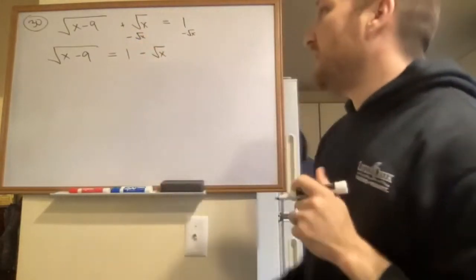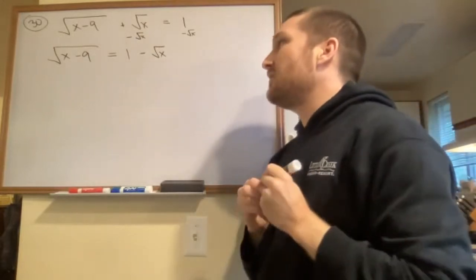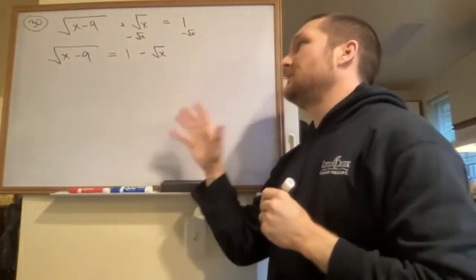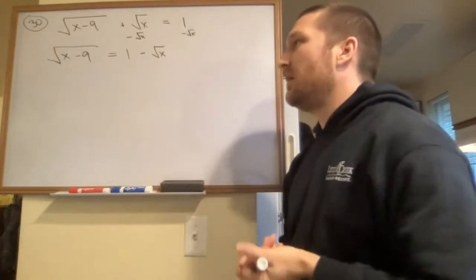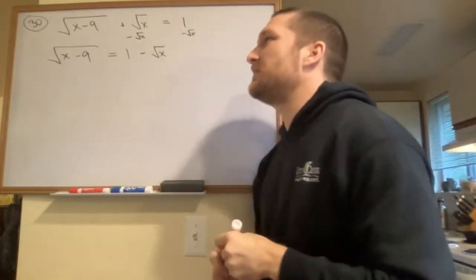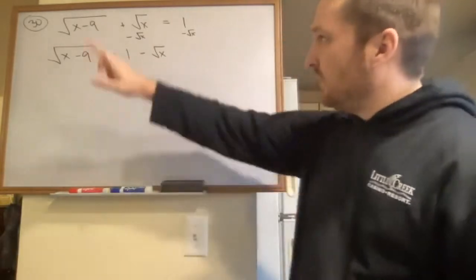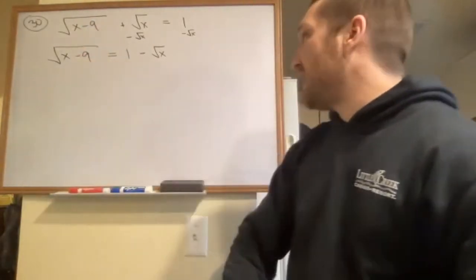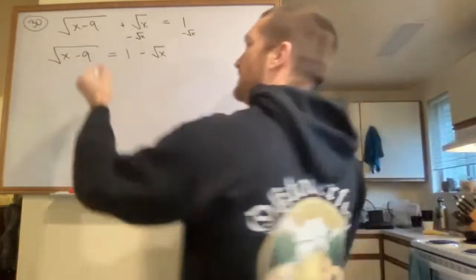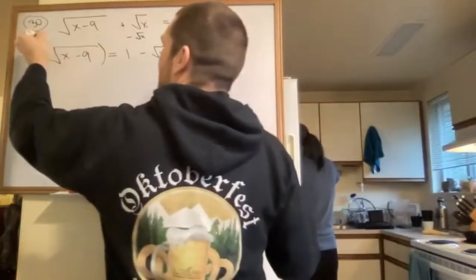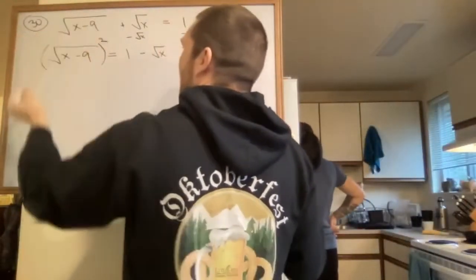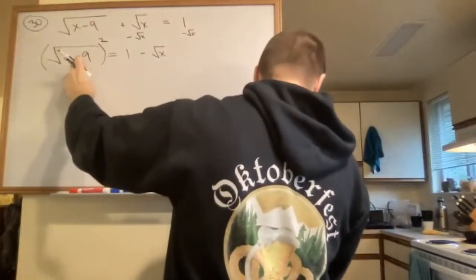And whenever you have square roots in your equation, we're always going to have to undo that by squaring it. And so let's square both sides and see what happens. The left-hand side's easy. When I square this right here, what do I get?